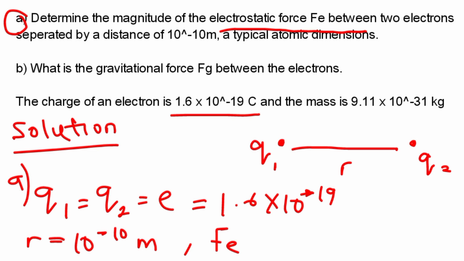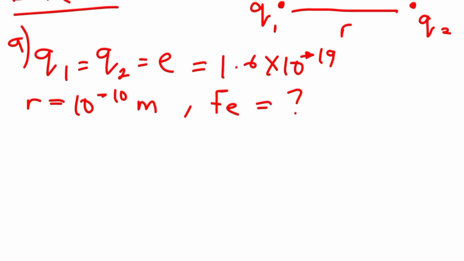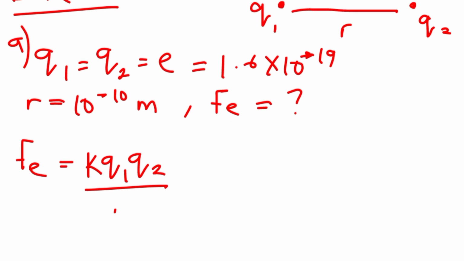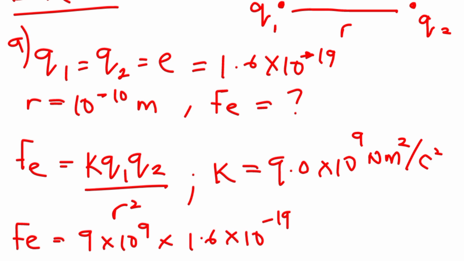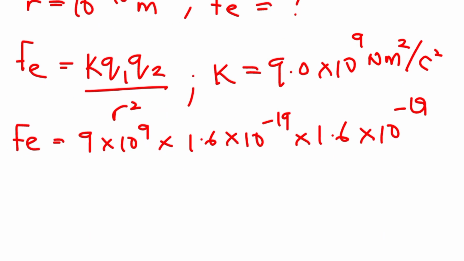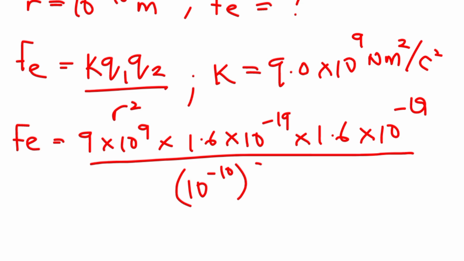The unknown here is the electrostatic force. So all we need to do is solve for it. Fe equals k q1 q2 over r squared. K is a constant and it equals 9.0 times 10 to the power of 9 newton meter squared per coulomb squared. So we substitute: Fe equals 9 times 10 to the power of 9 times 1.6 times 10 to the power of negative 19 times 1.6 times 10 to the power of negative 19, all divided by r squared, which is 10 to the power of negative 10 all squared.